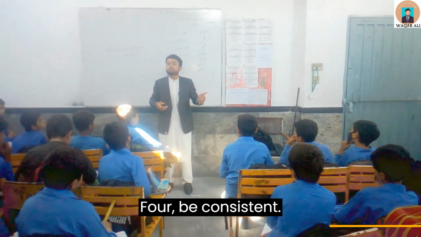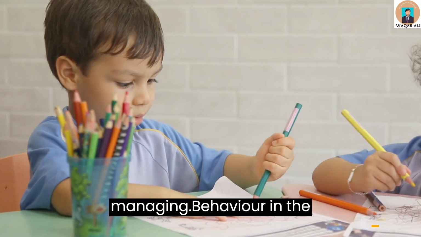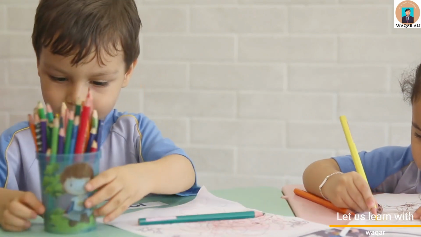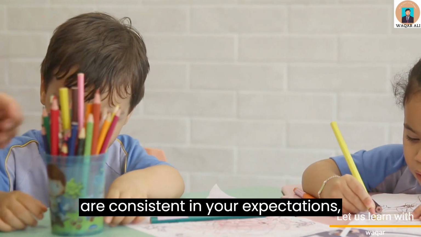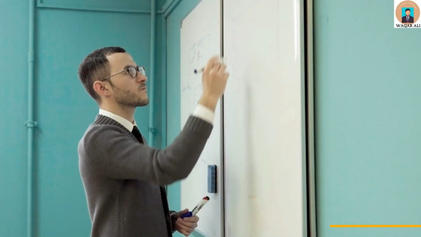4. Be consistent. Consistency is key when it comes to managing behavior in the classroom. Make sure that you are consistent in your expectations, consequences, and rewards.